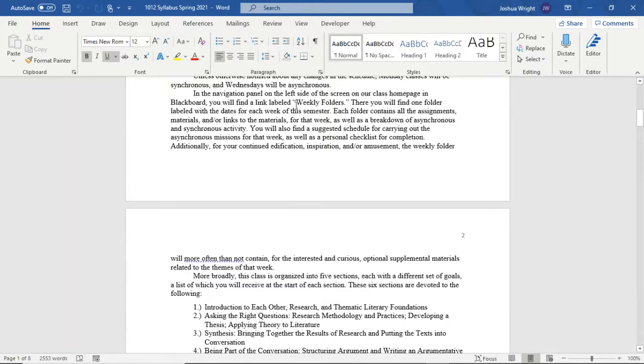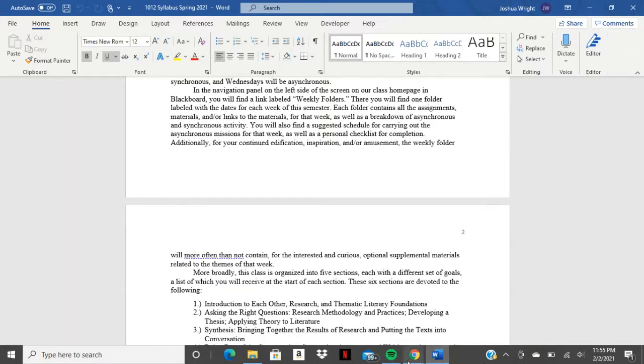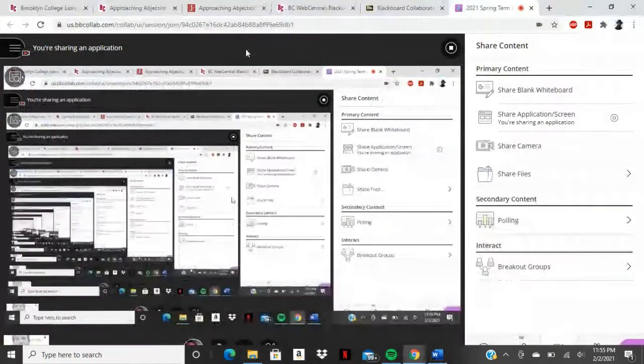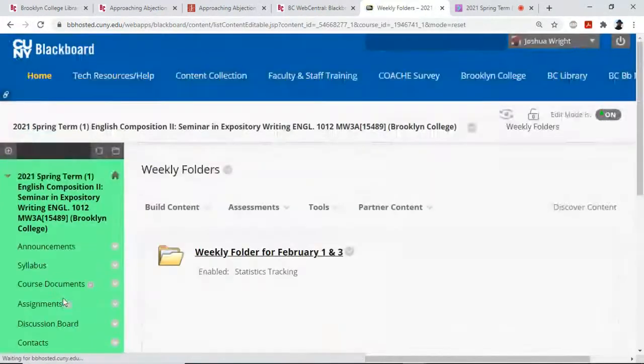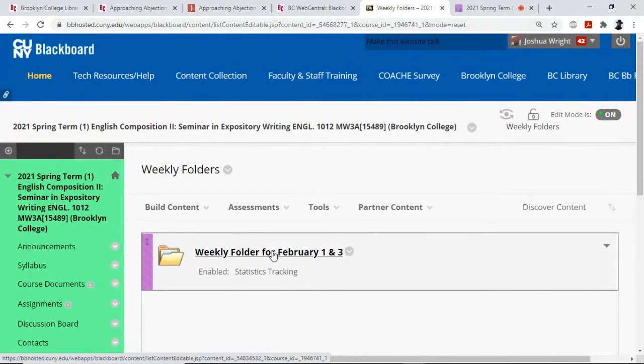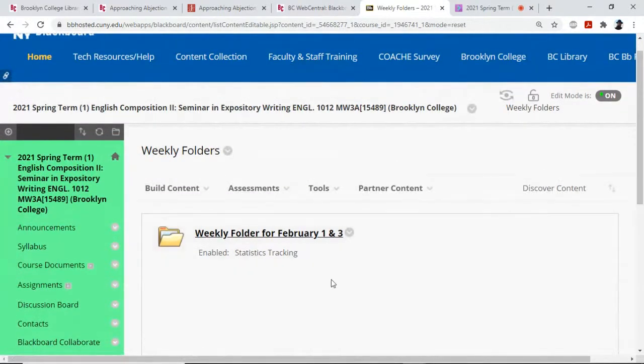And the schedules are always going to be laid out in the weekly folders, which you can find on the navigation panel on the left side of our screen on our Blackboard homepage. So over here, you'll always find the weekly folders. I'm making this video around midnight on Tuesday going into Wednesday. But by Wednesday at midnight, I will have a weekly folder for next week already. But the weekly folder won't be complete.